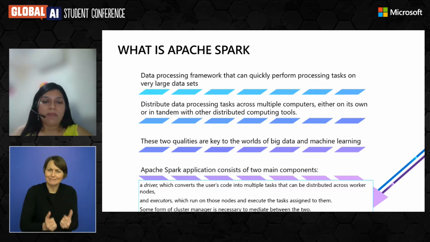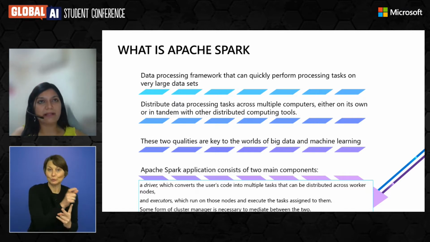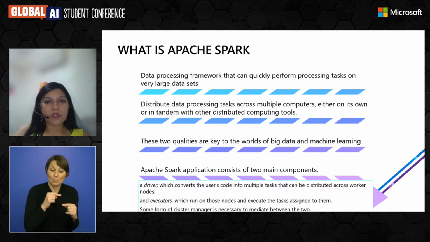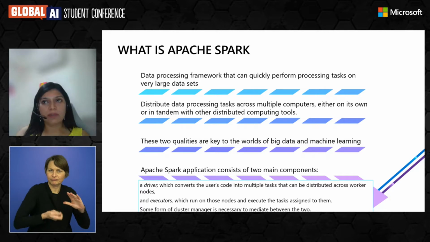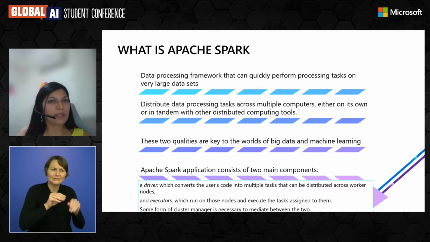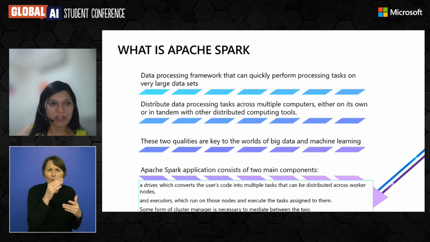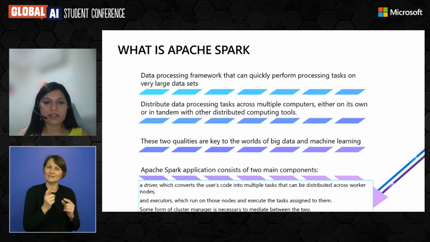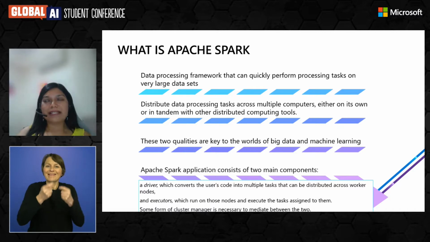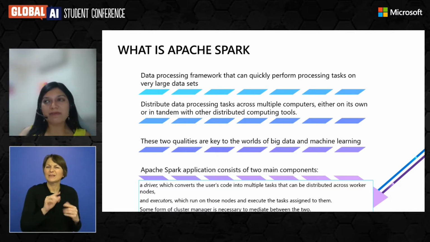So Apache Spark consists of two main components. You have a driver, which is like the master, controlling which node to distribute to, which node should be up, which node should be down. It has the knowledge of all the nodes, right? And you have executors, which are like the slave programs, or the jobs which are executing.